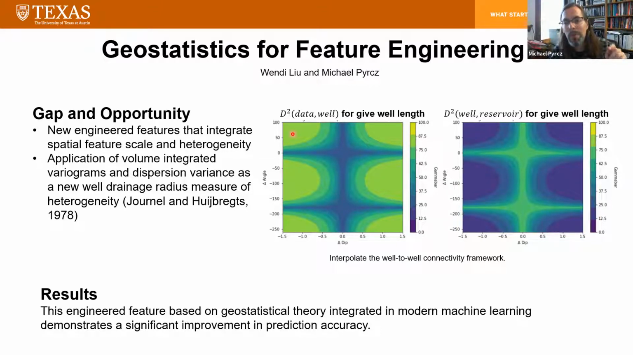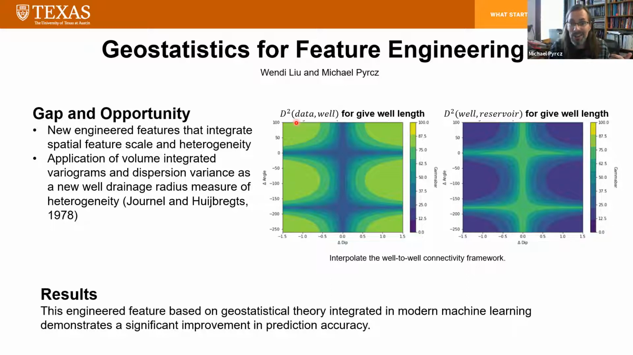Okay, so what we did was a very simple idea. I know the permeability along a well, but if I understand the rock type and the facies, I should know something about the permeability continuity away from the well. If I know that, I can build a model, say the variogram of permeability, and then I can calculate the dispersion variance. Now the dispersion variance tells me about the degree of variability within the well and between the wells. I then use that as a brand new feature to predict and forecast production over wells.